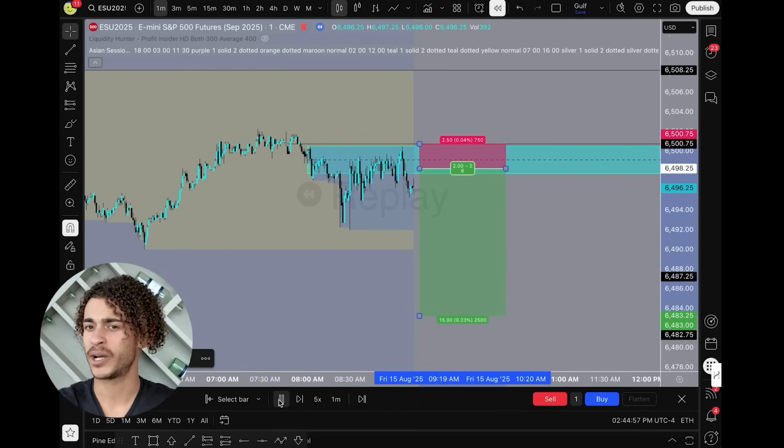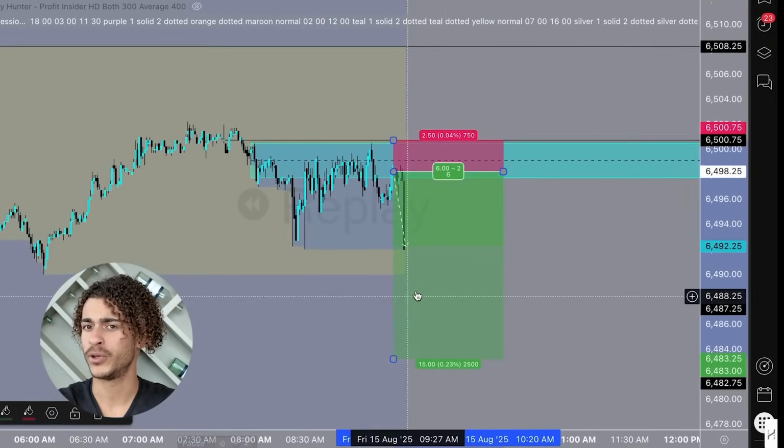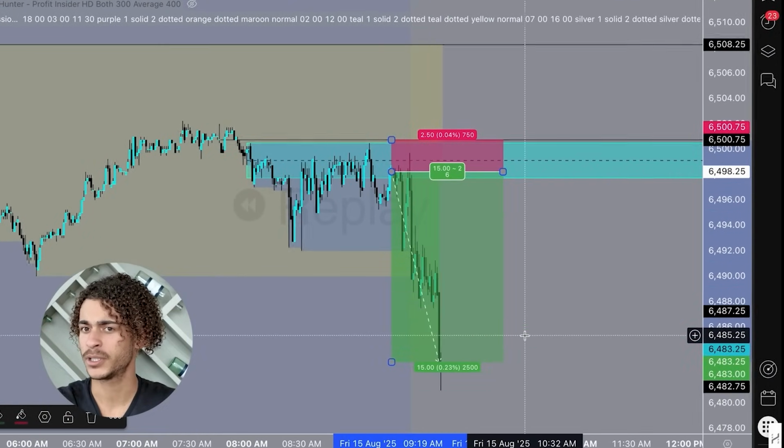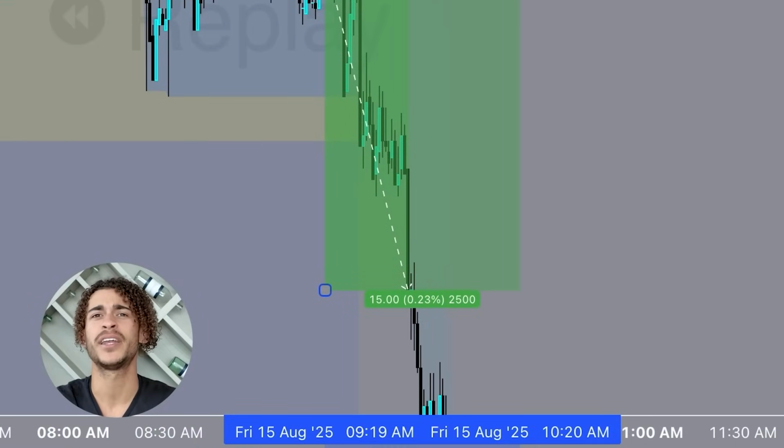Let's see how this trade plays out, guys. Coming down, boom, get a beautiful retest. Already in shorts. Shorts are filled. Let's see if we can get that 15 points. Boom, 15 points to the downside, easy as that.